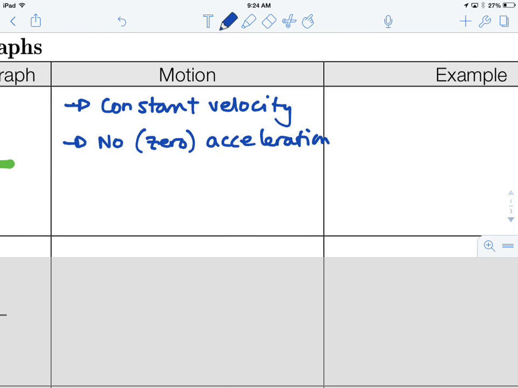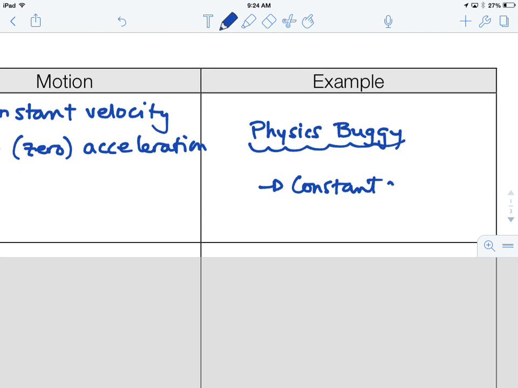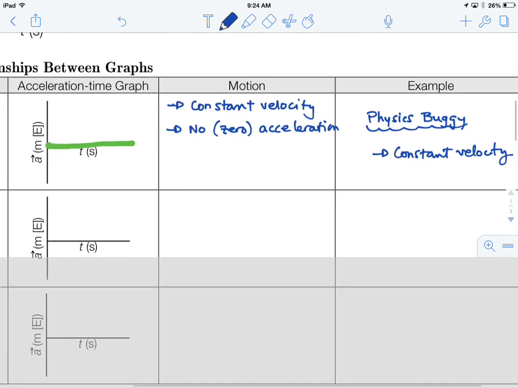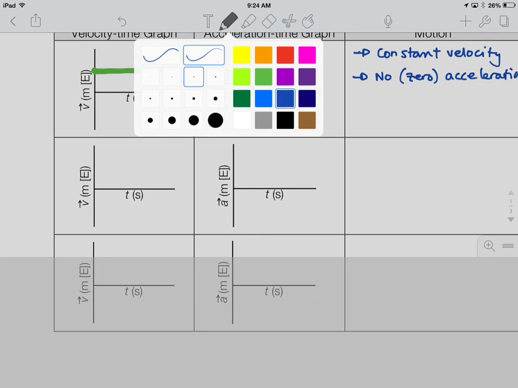An example of this was the physics buggy that we used on one of the very first days of class, right, where it had a constant velocity. And we noticed that its motion was very uniform, is that it went in a straight line with one constant velocity. So that was an example from class that we used that would produce a VT graph and an AT graph just like this. Okay, so let's look at something a little bit different then.